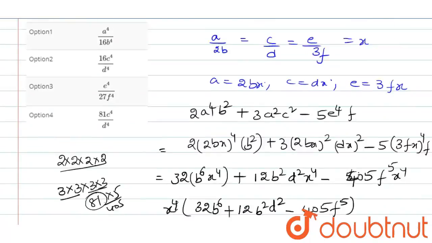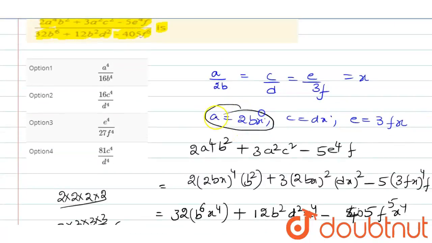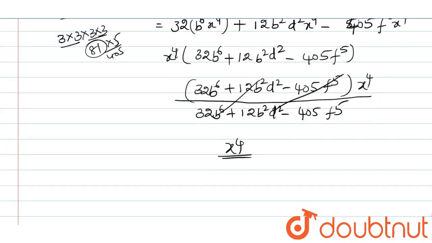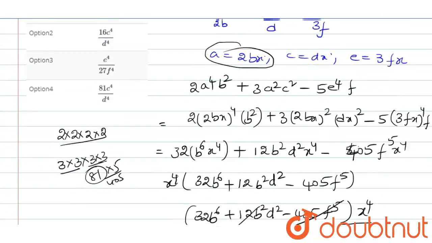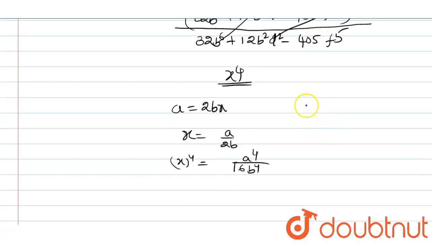Here we can see that a is equal to 2bx. So x is equal to a by 2b, so that x power 4 is a power 4 by 16 b power 4. Also c is equal to dx, so x is equal to c by d, and x power 4 is c power 4 by d power 4.